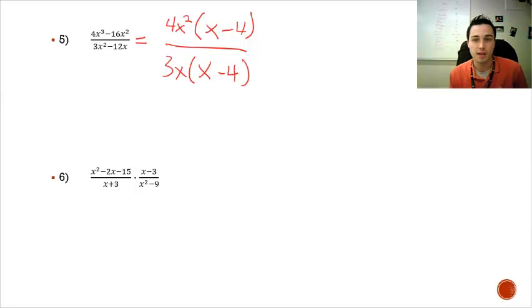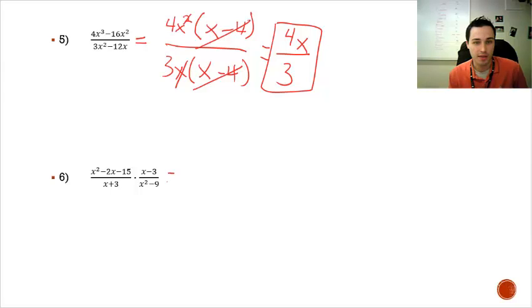Now I can cancel some stuff. The x minus 4 on top and bottom cancel. The 3 and the 4 I can't change, so 4 over 3 is definitely part of my answer. But then I have an x squared on top and I have an x on bottom. Well, this x counts for 2 of them, and this is just one of them. I can cancel out one x from top and bottom, leaving me still with an x on top, so 4x over 3 is that answer.